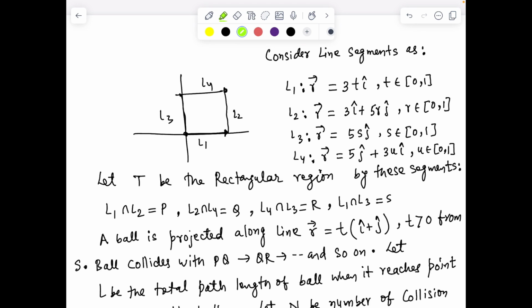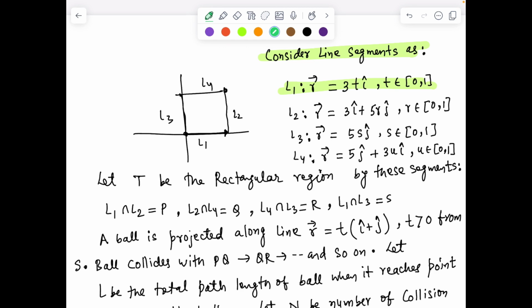So consider line segments as follows. First you need to appreciate why they are talking about line segments L1, L2, L3 and L4. So these are the equations. The equation of each line segment is given in the vectorial form. So let's first decode this.